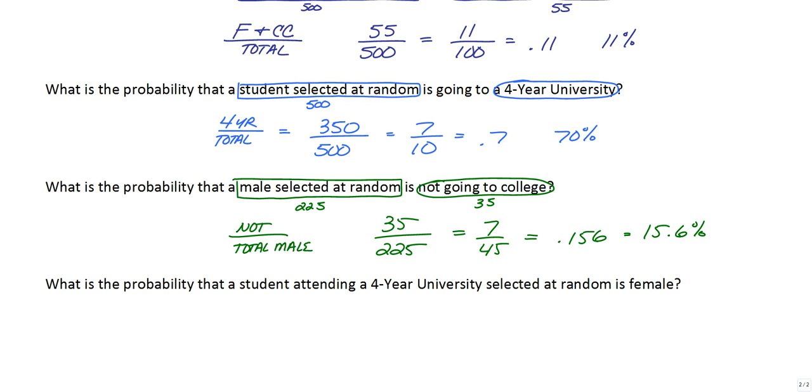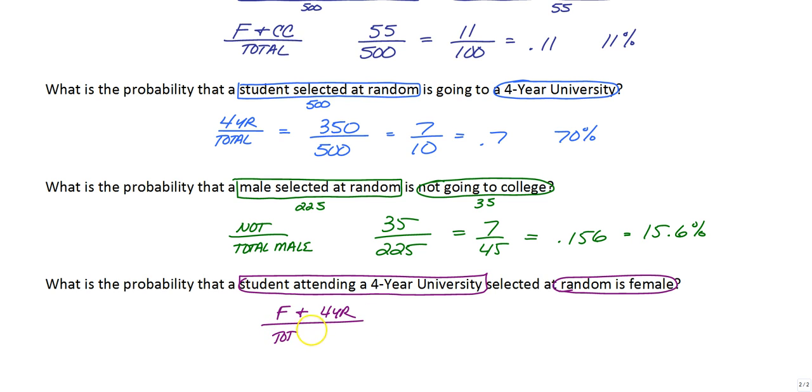Okay, and the last one. What is the probability that a student attending a 4-year university is female? So this is going to be from the pool of only students attending a 4-year university, randomly selected as female. Okay, so this one, again, is going to be female and 4-year out of a total of 4-year. And that would bring us to 205 out of the 350 total going to a 4-year university. And that would be 41 out of 70, which is 0.586 or 58.6%. Okay, so that's your video on two-way tables.